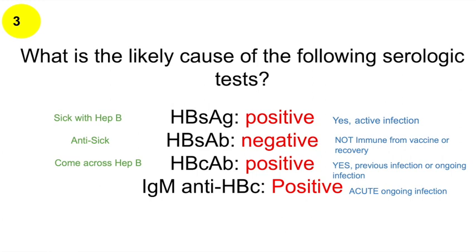So, when we take a closer look at this, we can see that the surface antigen is positive. So they have an active infection. The core antibody is also positive, meaning that they have a previous or ongoing infection. But we also see that the IgM anti-HBc is positive. Remember, IgM acute, IgG chronic, IgM acute, IgG chronic. So the most likely cause of these serologic results is that this patient has an acute hepatitis B infection.